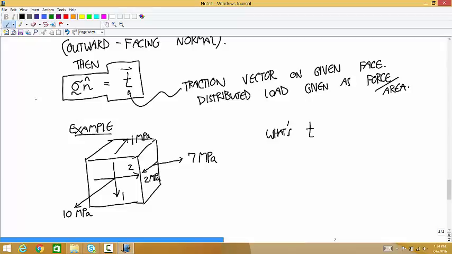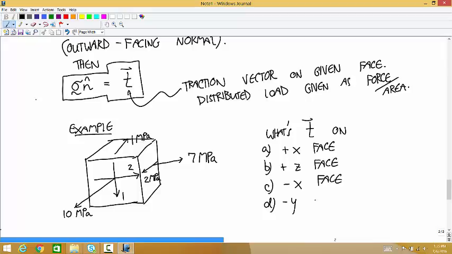So what's the traction vector on, let's do it for the positive x face, the positive z face, and then let's do it for the negative x face and negative y face. Okay, I just picked those out. I just didn't want to do all 6.